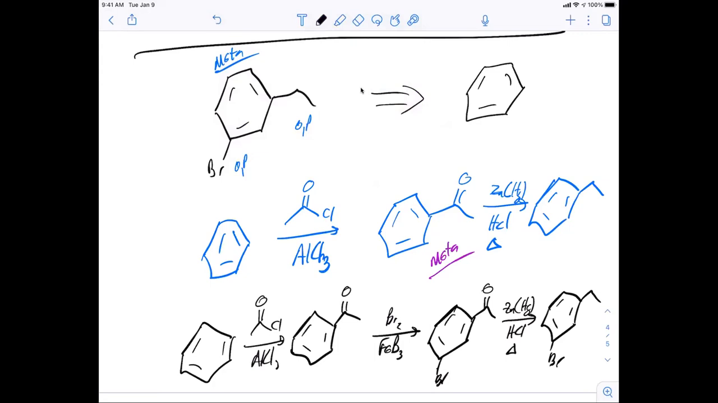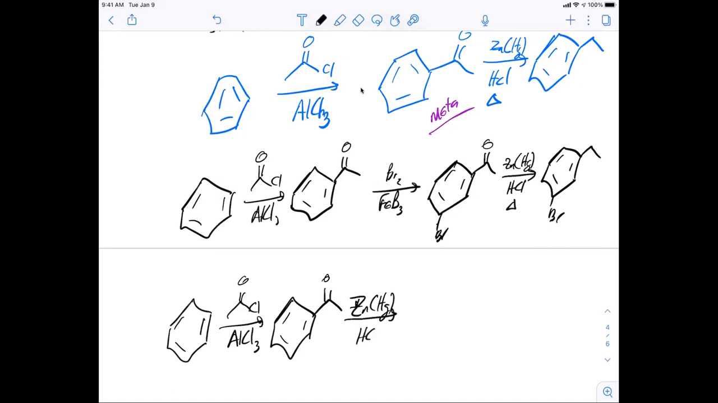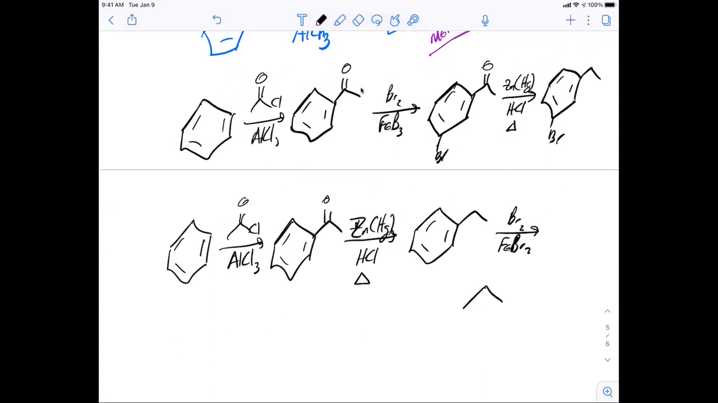Questions about this one? Yes. Then you would end up with the ortho-para, right? So if you had done this, let me walk through it, right? So this is the question. What happens here if I would have gone ahead and reduced that group down with the mercury amalgam to the alkane? Well, now it's an ortho-para director, right? So when I do my bromination, I get the ortho-para products.